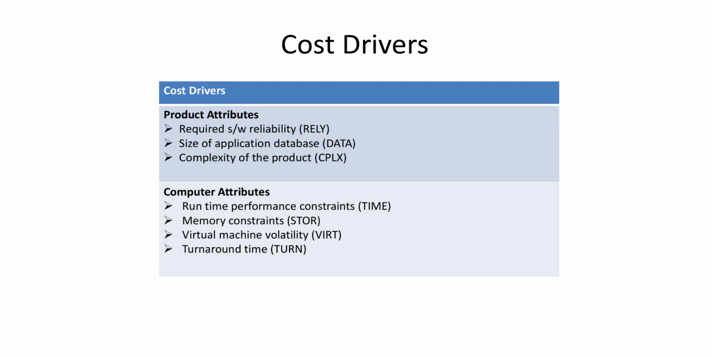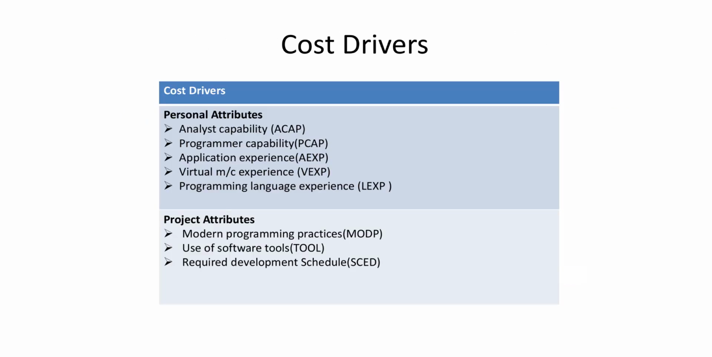Then we move to the computer attributes. This is the runtime performance constraint, memory constraint, virtual machine volatility, and turnaround time. So these are some of the factors that belong to computer attributes. Then when we go to the personal attributes, it is more related to the software engineer or the analyst: application experience, programmer capability or analyst capability, or whether you have worked on virtual machines or not, or how much experience you have in programming languages.